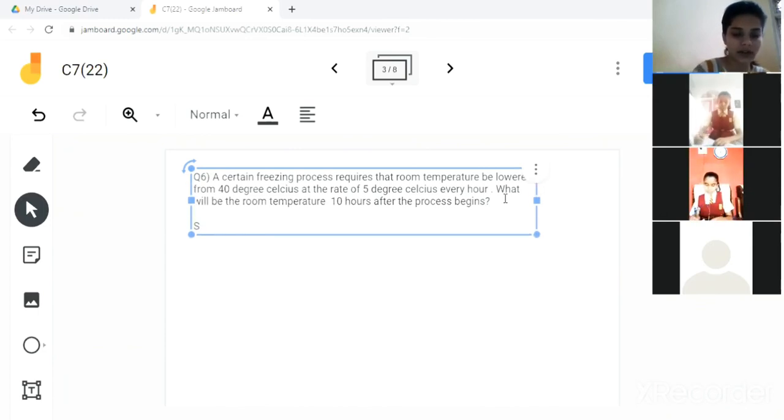So how will we solve, children? First of all, we will write the given things. Given. What is given to us? Present room temperature equals 40 degrees Celsius.